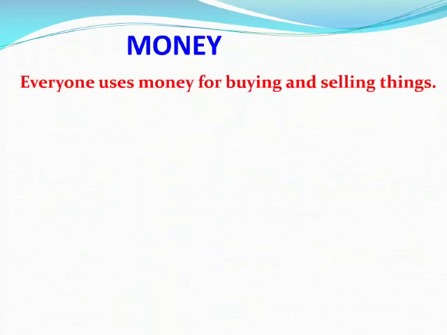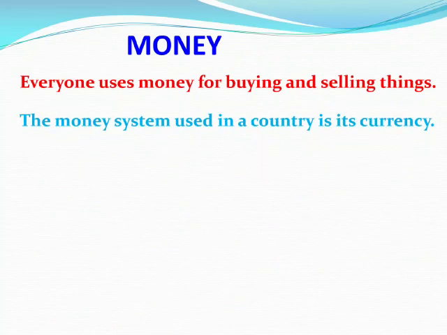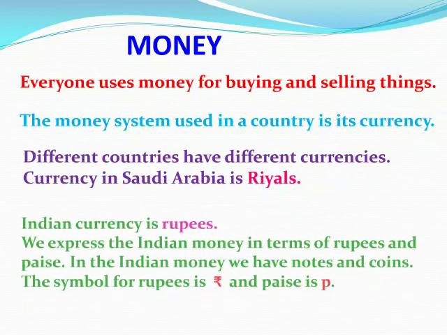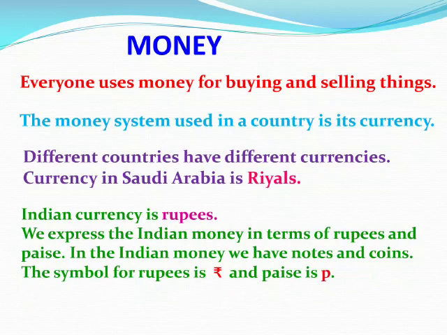Children, you know that everyone uses money for buying and selling things, right? The money system used in a country is its currency. Different countries have different currencies. Currency in Saudi Arabia is riyals. Indian currency is rupees. We express the Indian money in terms of rupees and paise.